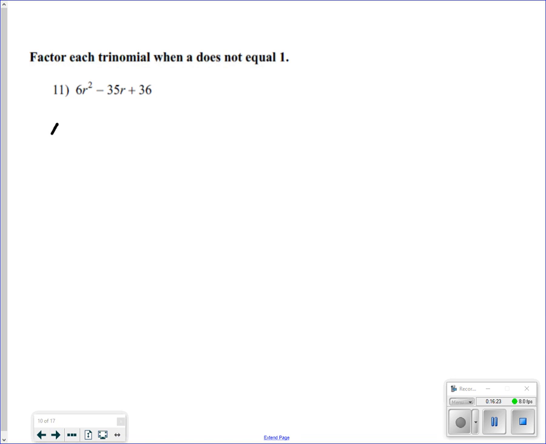Guess and check. So I need two numbers that'll multiply to be 6r squared. And so I'm going to try 3r and 2r as a possibility. And now I need two things that'll multiply to be 36. But then I also want them to add up to the middle. So I need two things that'll multiply.